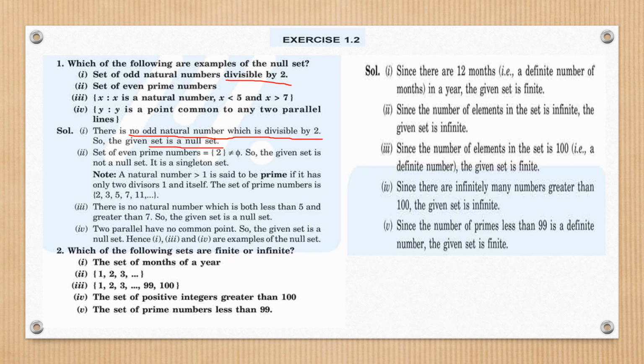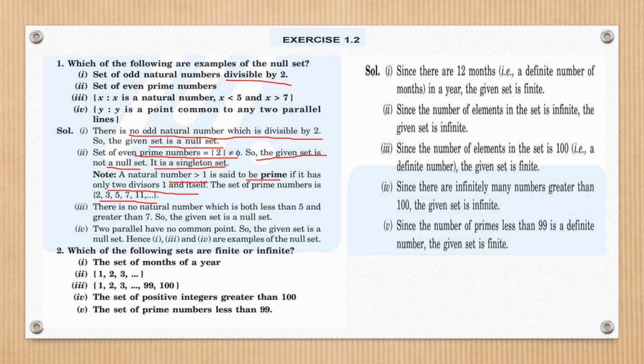Set of even prime numbers. Now you know that an even prime number is there, that is 2. So it's a singleton set instead of being a null set. So it is not a null set, but it is a singleton set having a single element. And this is the definition: a prime number is a natural number greater than 1 if it has only 2 divisors, 1 and the number itself. So prime numbers are like 2, 3, 5, 7, 11 and so on, and the only even prime number is 2.